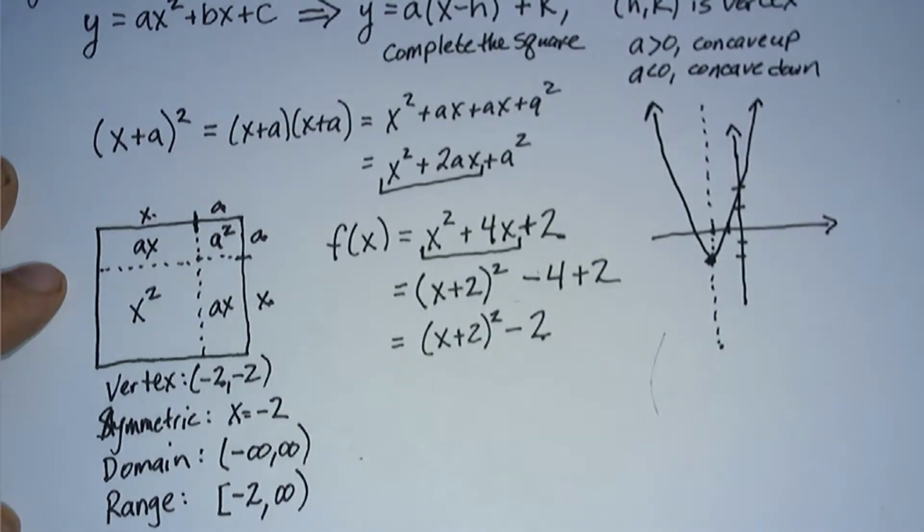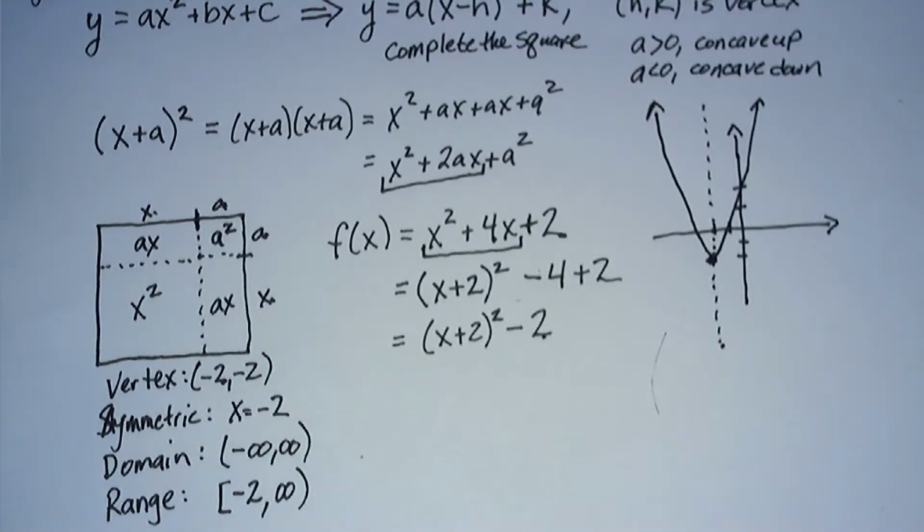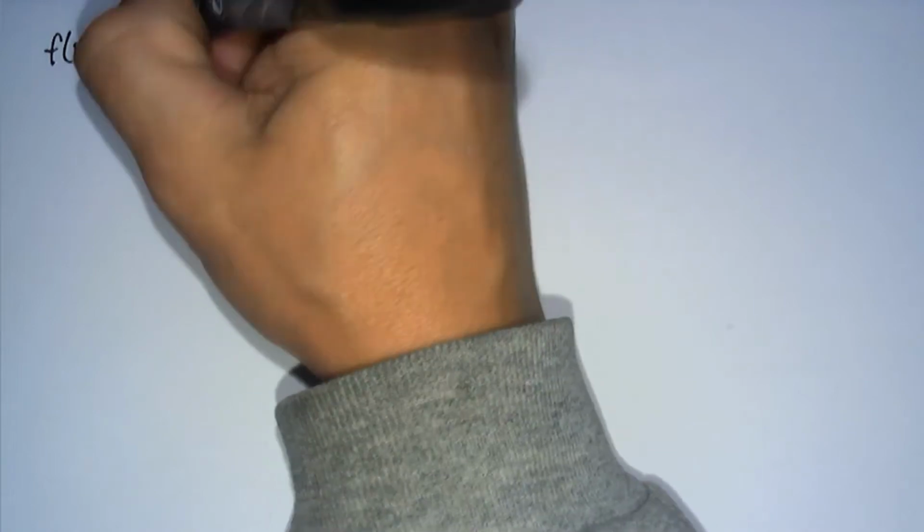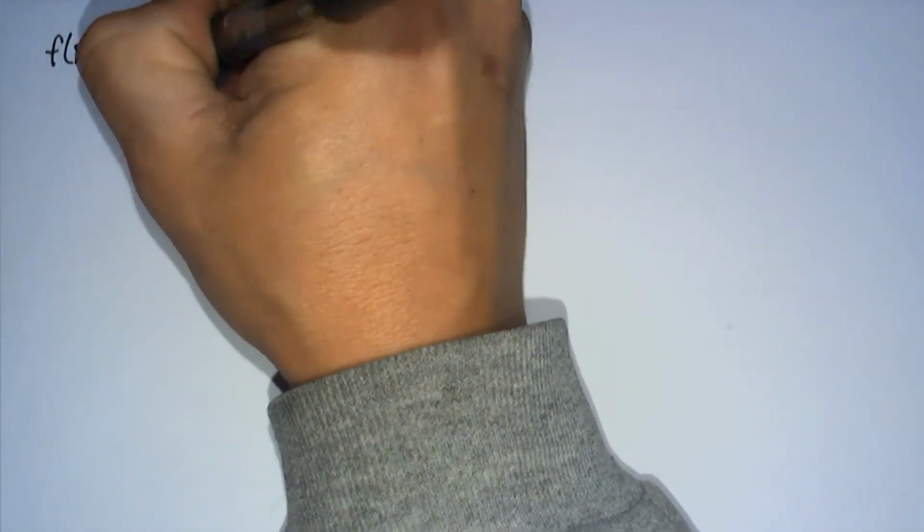Okay. So let's look at another example and graph it as well. The next one, we're going to look at two more, just to see some examples of these. The next one is f of x is equal to 6x minus x squared minus 5.